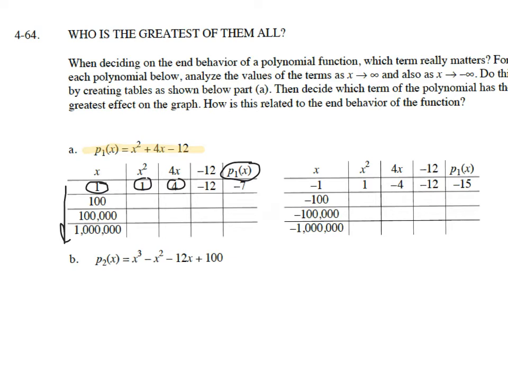Now let's plug in 100. 100 squared is 10,000. And 100 times 4 is 400. And the constant negative 12. And if we add all those together, we have 10,388.